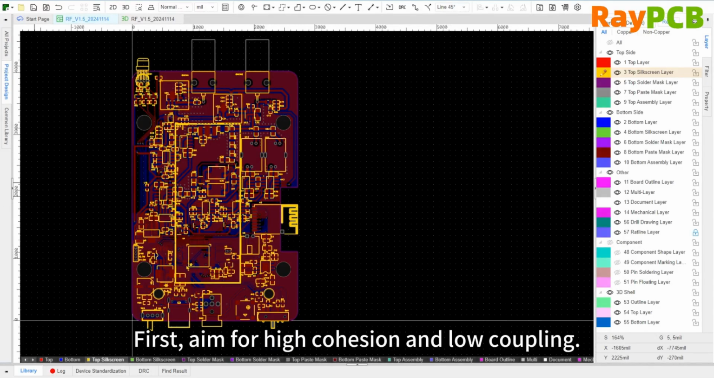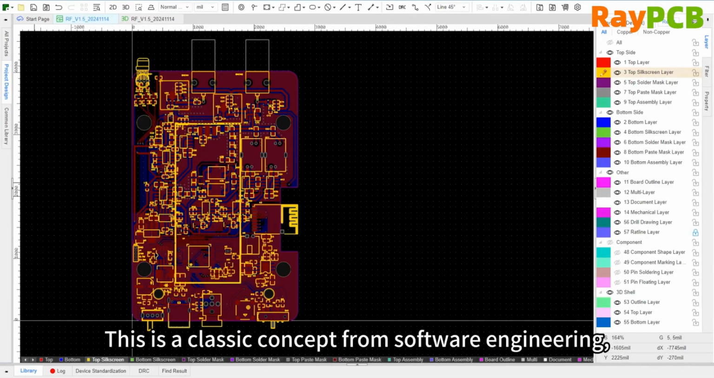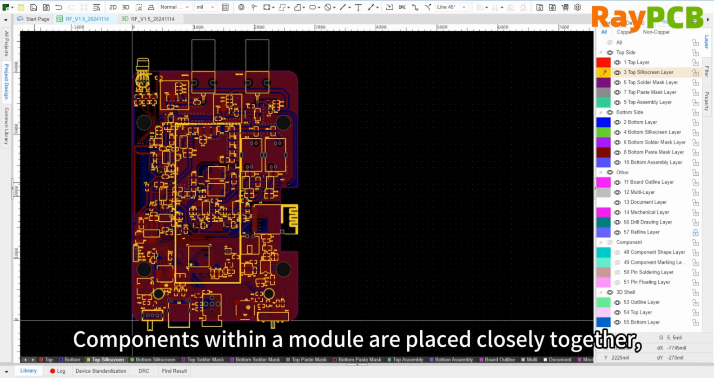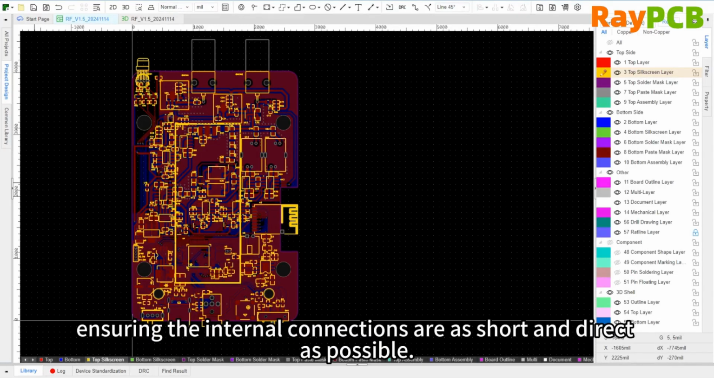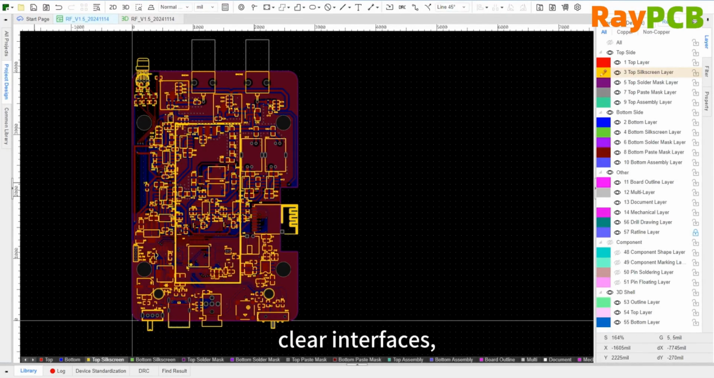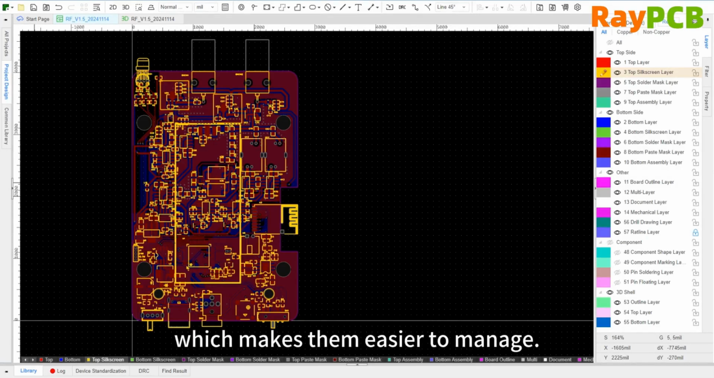First of all, the principle of high cohesion and low coupling, a classic concept in software engineering, also applies to hardware layout. Components within a module are placed closely together to ensure the shortest and most direct internal connections. Modules are connected to each other only through a small number of well-defined, clear interfaces, making management easier.